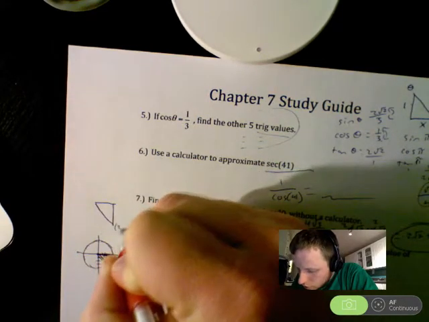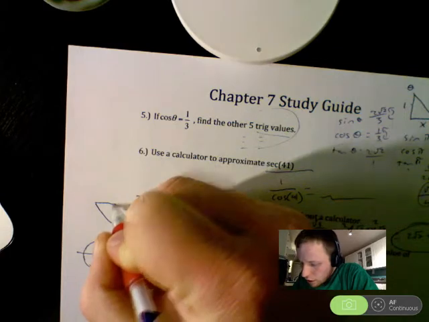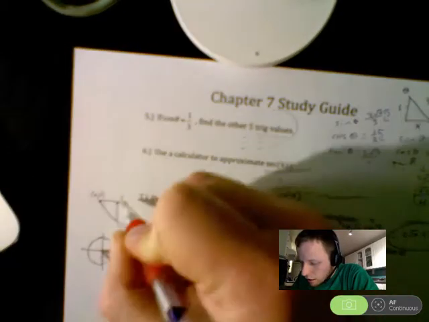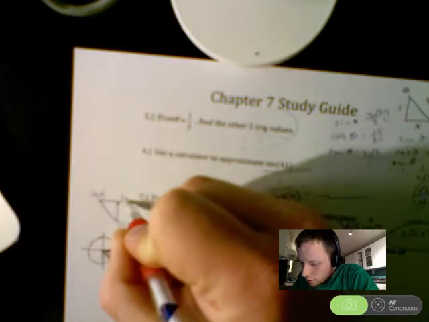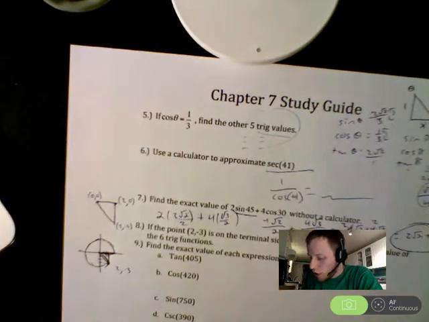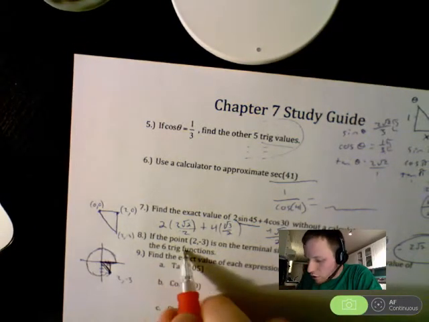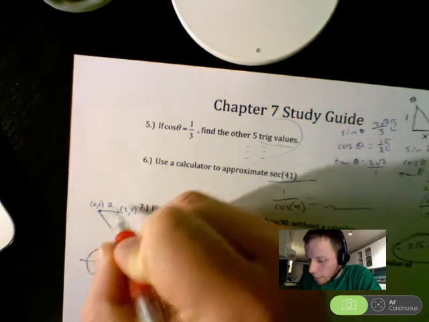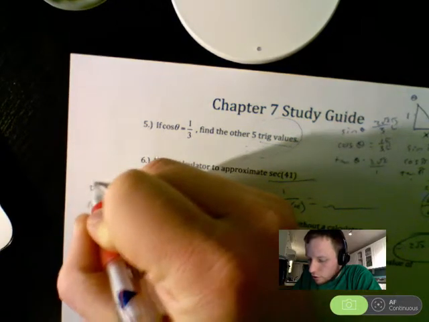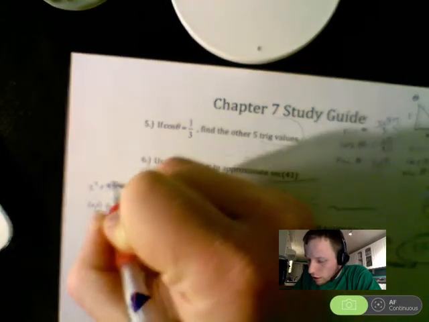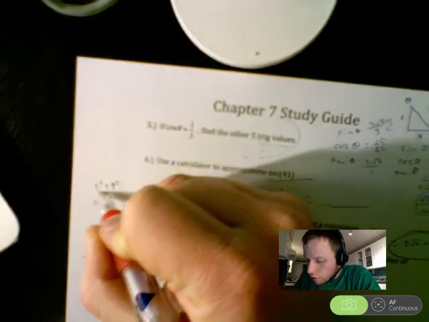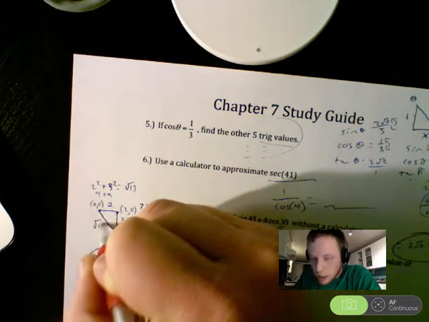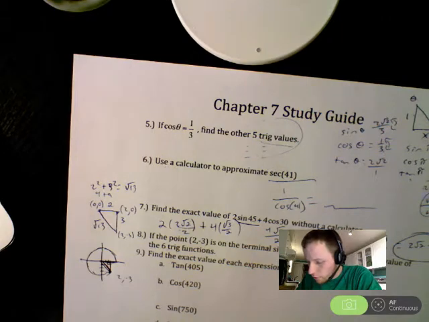So this is (2, -3). This right here is (0, 0), and this right here is (2, 0). For our triangle, we want to find our 6 trig functions. This length is 2, this length is 3, and 2 squared plus 3 squared is 4 plus 9, so the hypotenuse ends up being the square root of 13. So square root of 13 goes here.